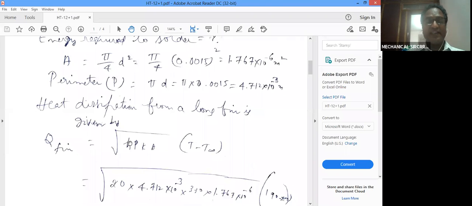So root HPKA. H is the convective transfer coefficient for the surrounding fluid. P is the perimeter, that is 2 into B plus T. K is the thermal conductivity of the material of the fin. A is the cross-sectional area. T is the temperature in the fin at a given location x from the base of the fin. T free stream is the temperature of the surrounding fluid. Okay?